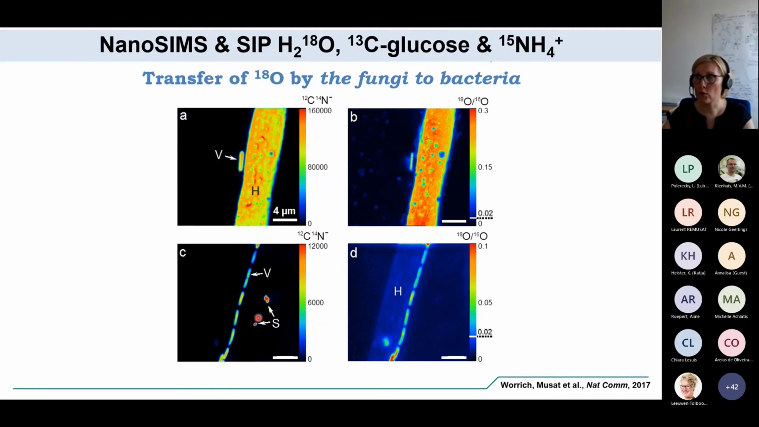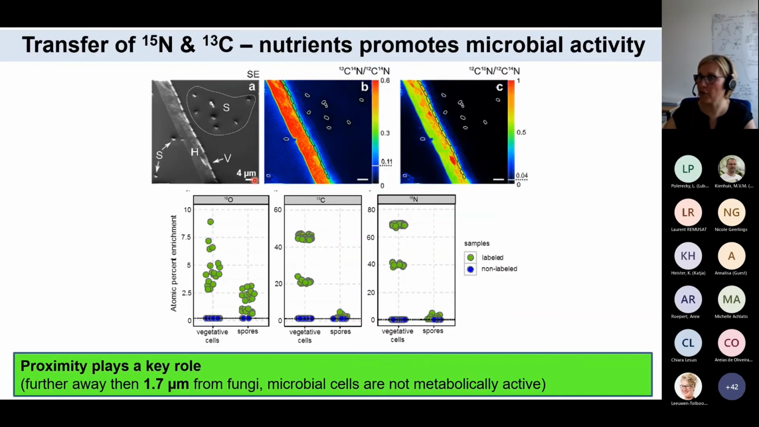So proximity plays a crucial role, and this is important because imaging and quantification, like NanoSIMS can do, put this into a spatial context, which is becoming more and more studied and proves to be important in the interaction. So here we show that the water is transported by the fungi to the cells. They become vegetative cells, and only those which are aligned very close to the hyphae, but not the spores further away, get access to the water as well as nutrients.